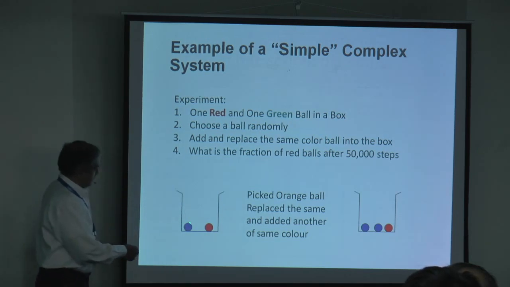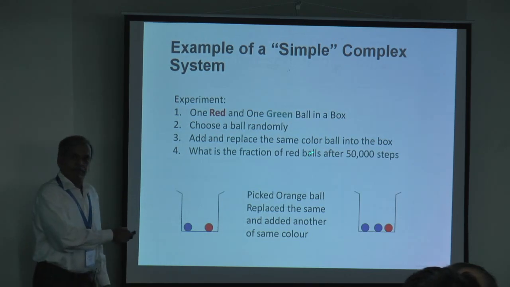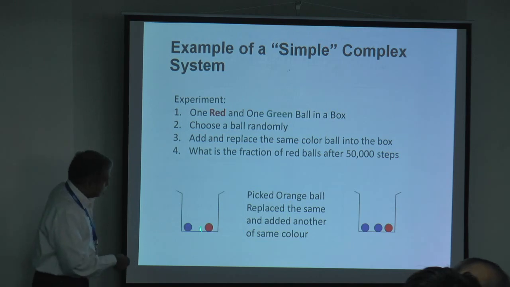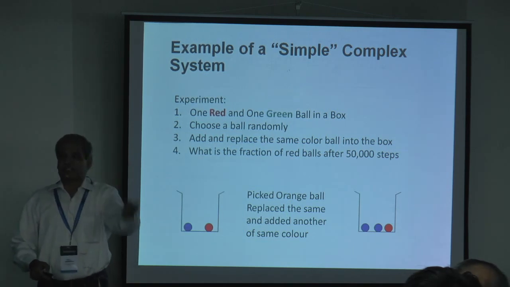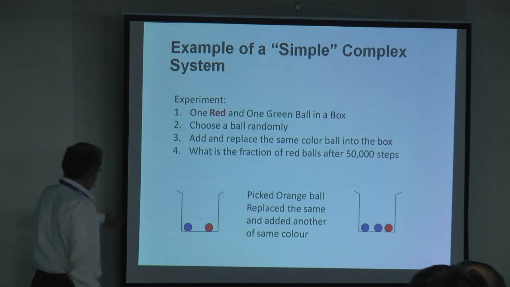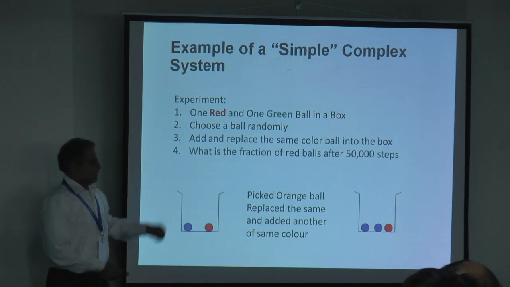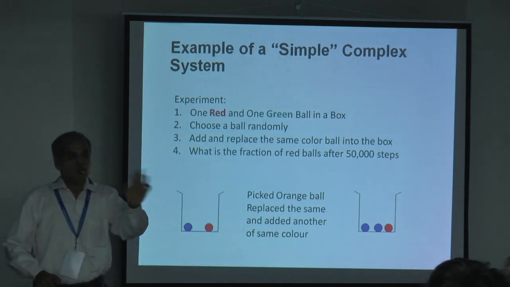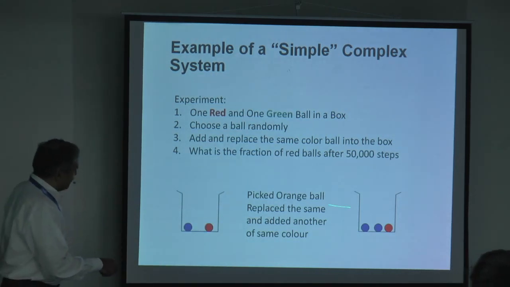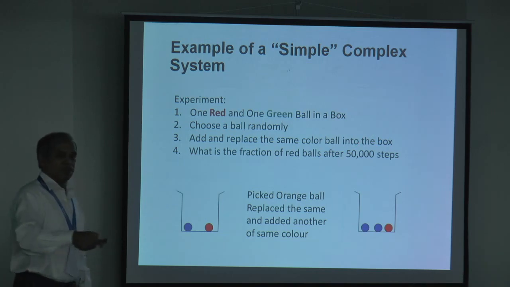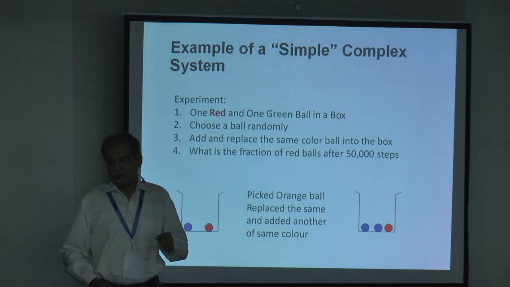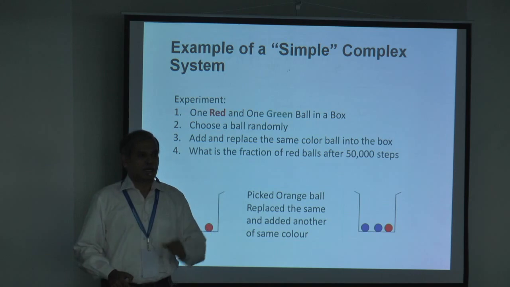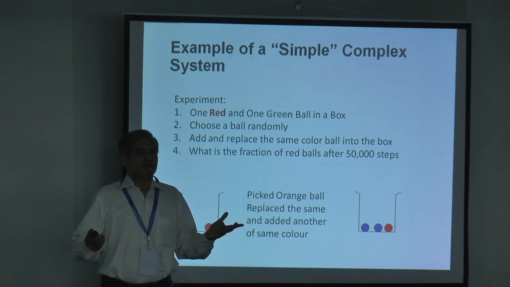I will slightly change the experiment. Every time I randomly pick a ball, I will replace that particular color ball in the next step. So if I randomly pick a blue ball, in the next step I will have 2 blue balls and 1 red ball. This is the new experiment I'm doing. Now if I do this 50,000 times, what is the probability that it is blue or red? What will that be?